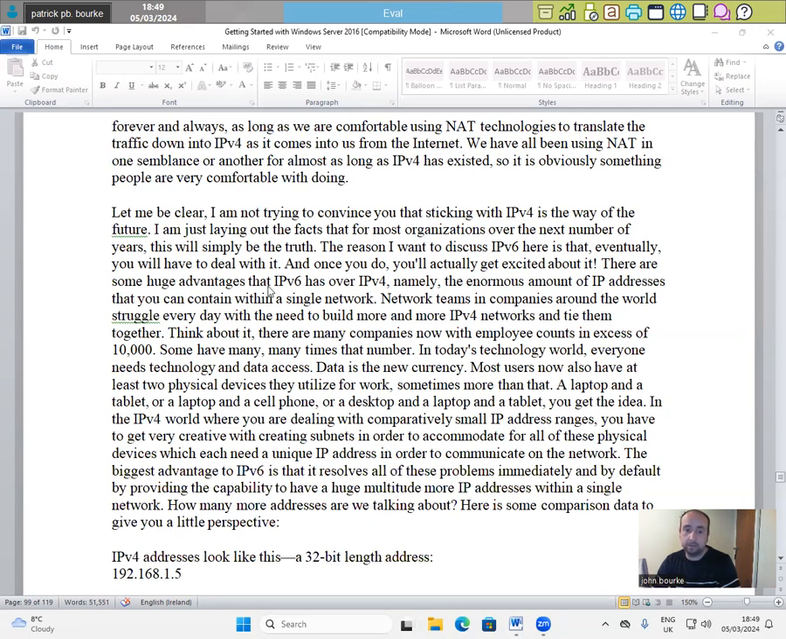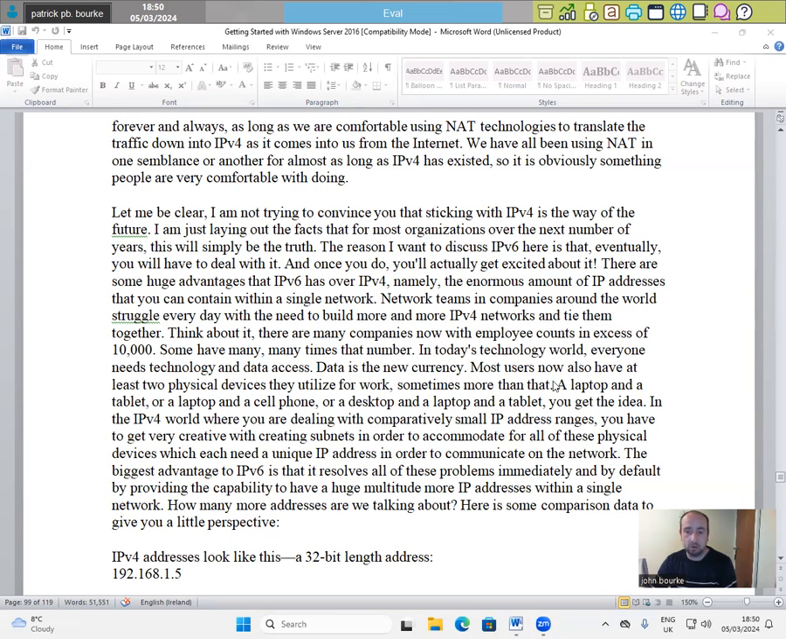There are some huge advantages that IPv6 has over IPv4, namely the enormous amount of IP addresses that you can contain within a single network. Network teams in companies around the world struggle every day with the need to build more and more IPv4 networks and tie them together. Think about it, there are many companies now with employee counts in excess of 10,000. Some have many, many times that number. In today's technology world, everyone needs technology and data access. Data is the new currency.